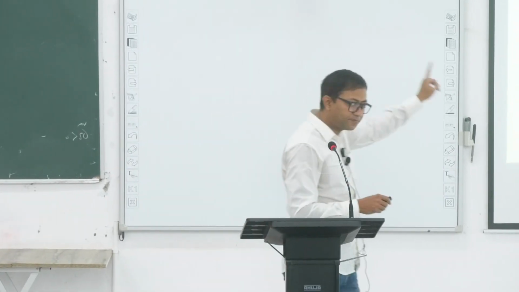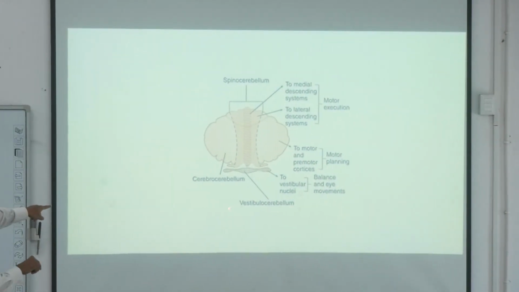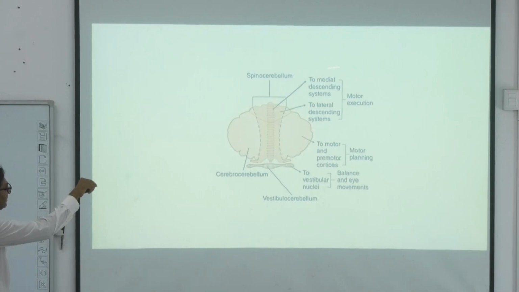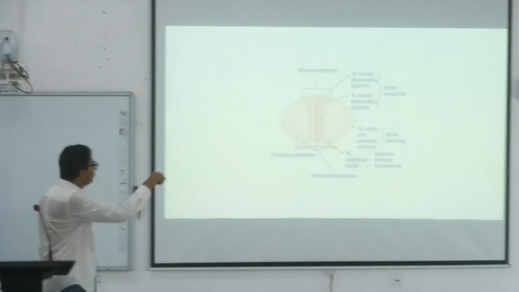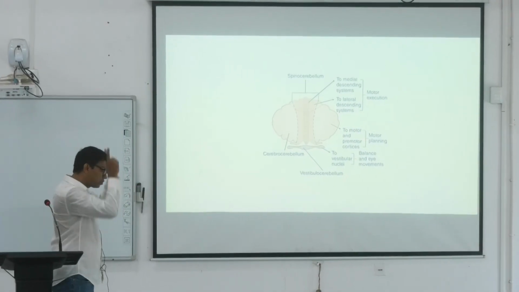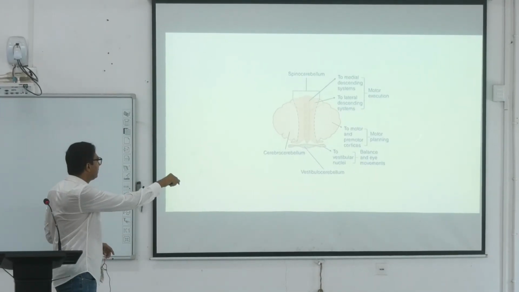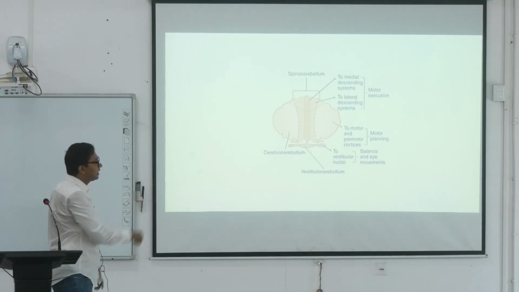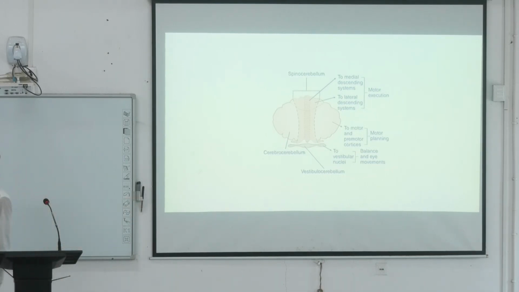So here is functional subdivision of cerebellum, that is spinocerebellum, cerebrocerebellum and vestibulocerebellum. Spinocerebellum goes to medial and lateral descending system, and the function is motor execution. The cerebrocerebellum, it goes to motor and premotor cortex, right? Function is motor planning. And vestibulocerebellum, it goes to vestibular nuclei, and the function is balance and eye movement, right? Simple.